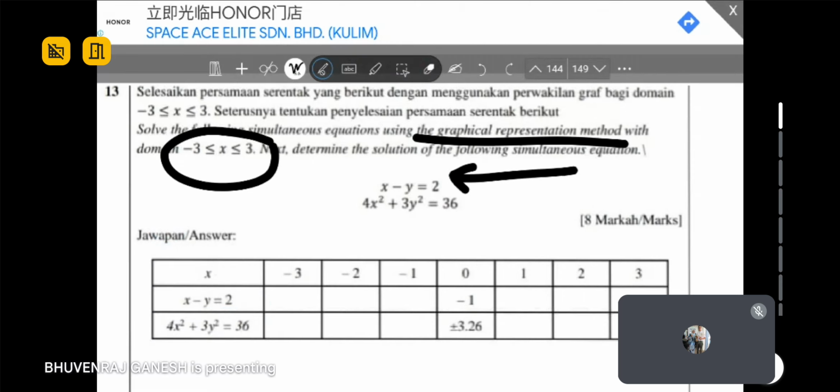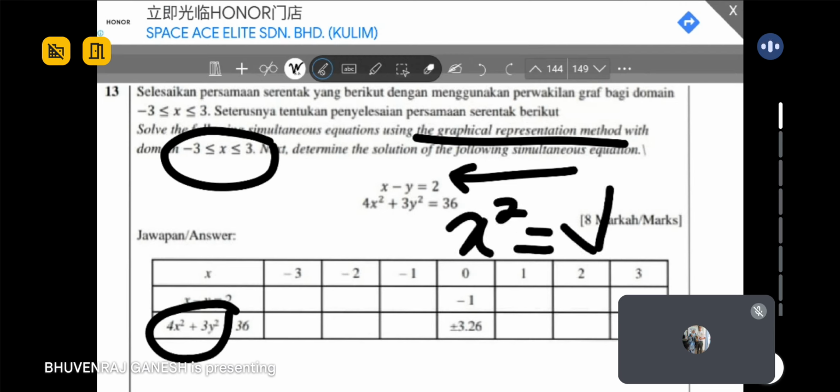First one macam mana nampak? Because of the square. Guys, bila kamu ada kuasa 2, you will always have positive, negative. Can you understand? X kuasa 2. So you will get square root. Square root always positive, negative.